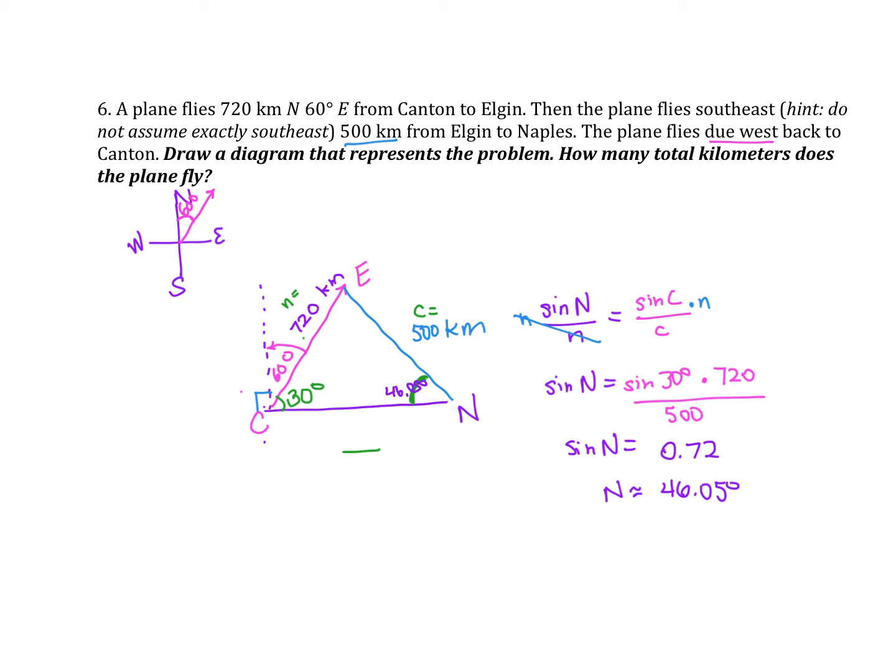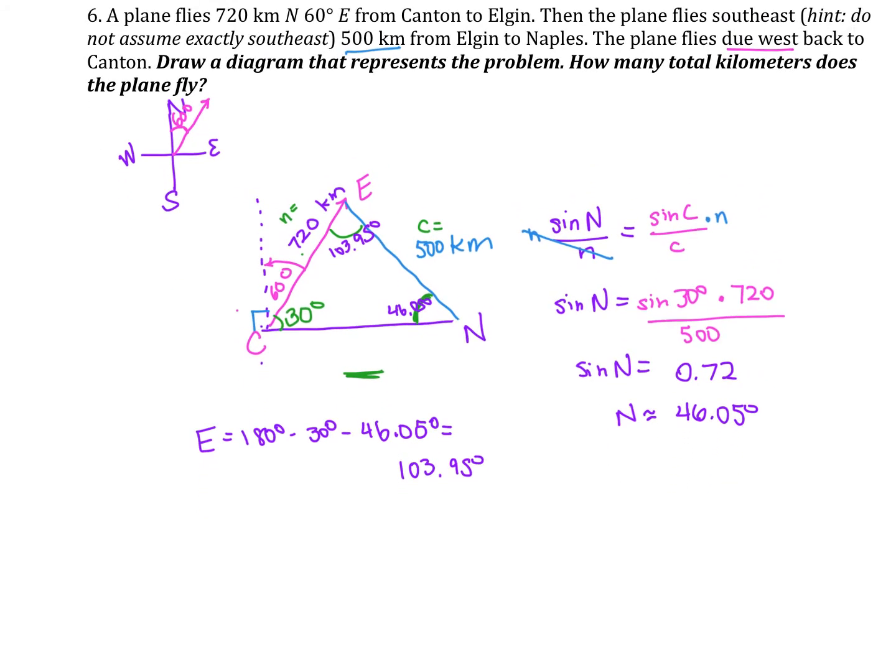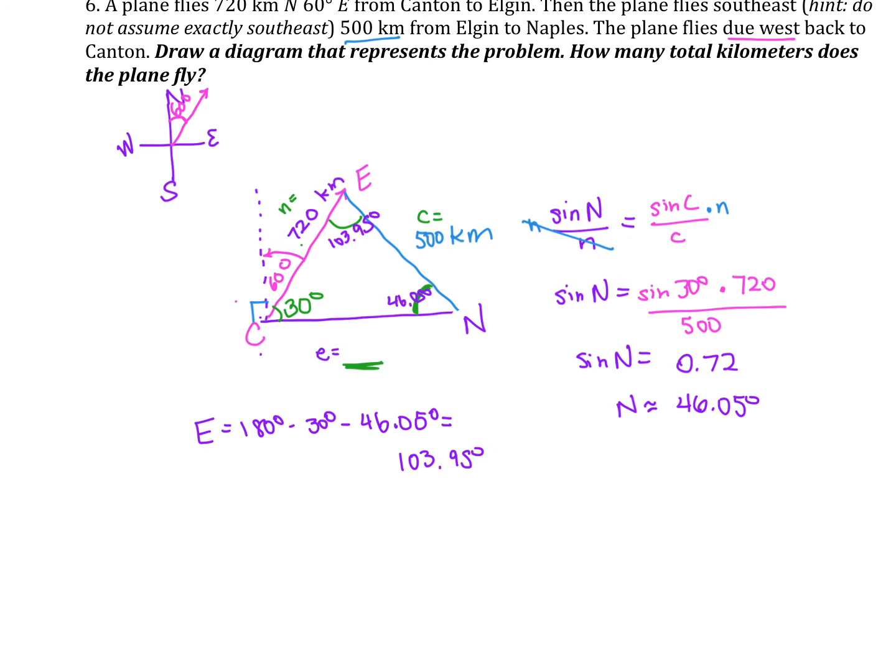46.05 degrees. Now really, if I just get the angle on top here for E, then I could use law of sines again to find that last measurement. So to find angle E, we're going to take 180 minus 30 minus 46.05. And that angle is 103.95 degrees. So 103.95 degrees.